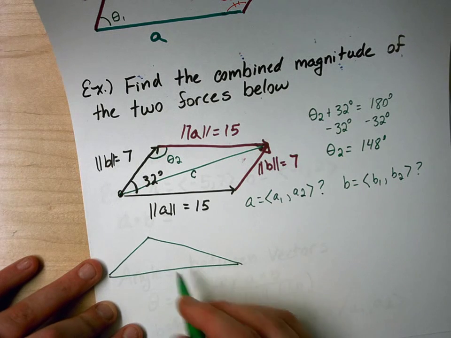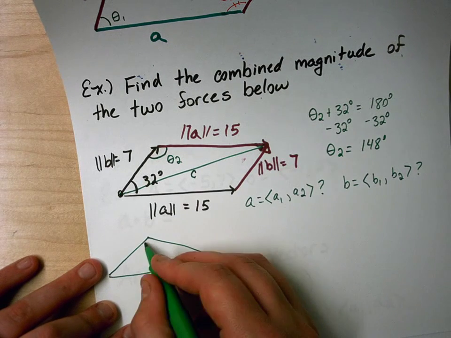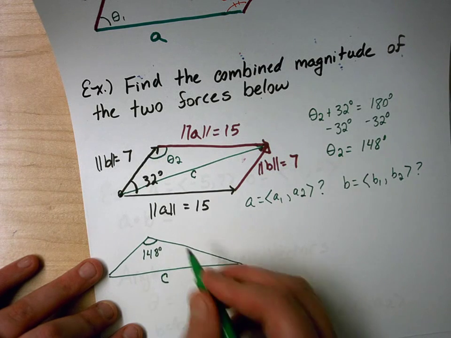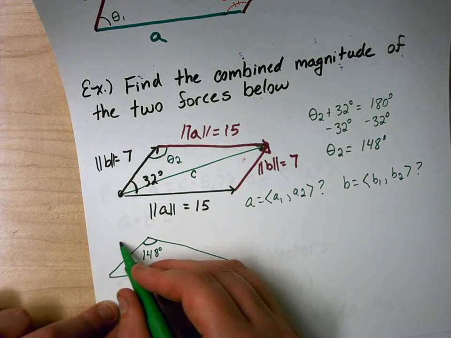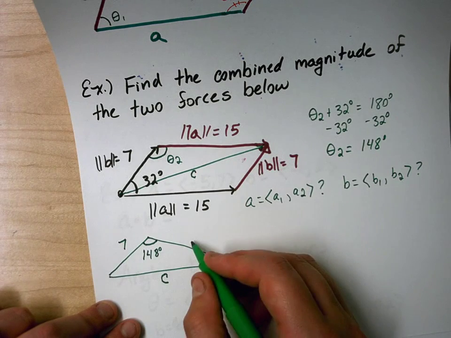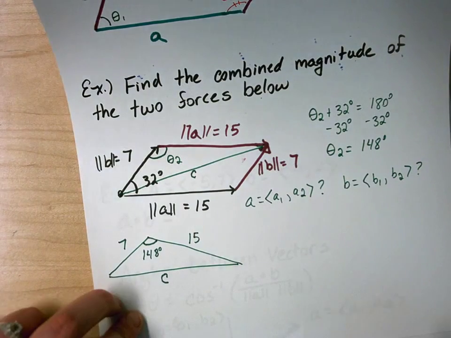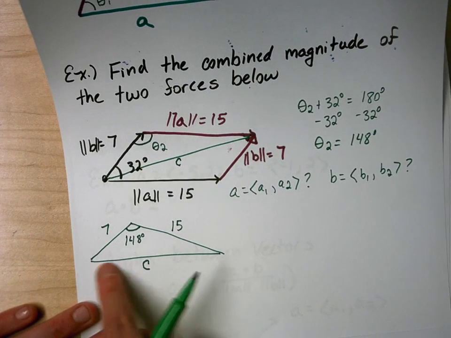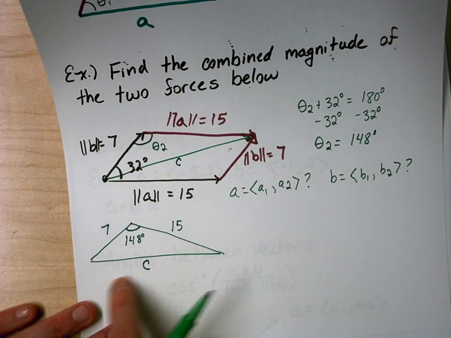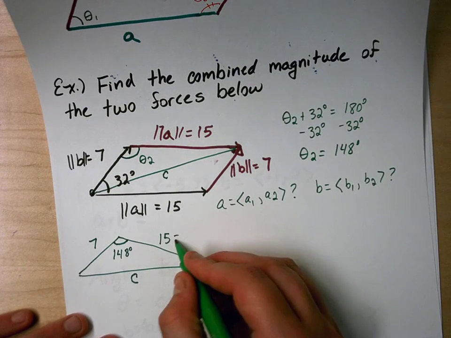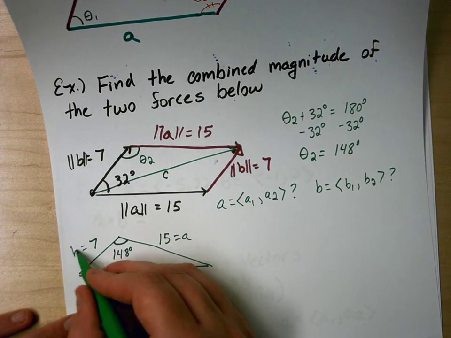so I need to find C. I know that the length of this angle is 148 degrees. I know that this side here is 7. I know that this side here is 15 long. So then how would I find out how long C is, or the magnitude of C? Well, since this is A and this is B, we'll call this guy gamma for right now.